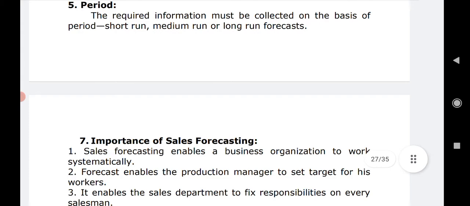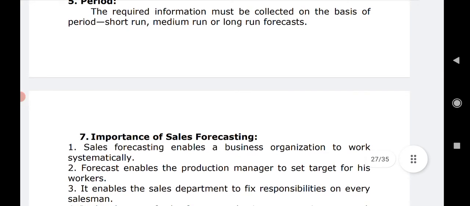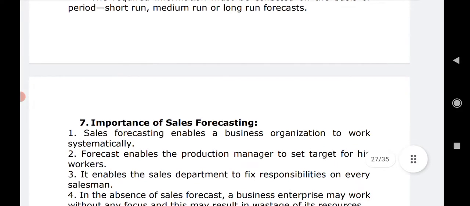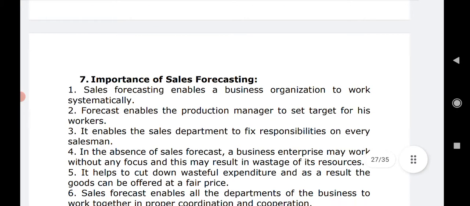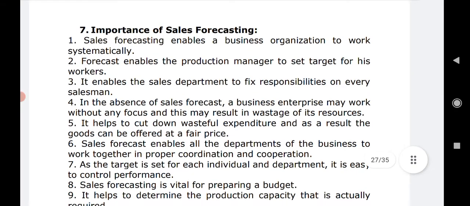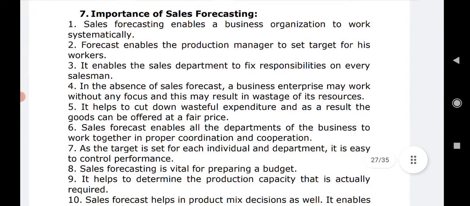Again, that is important, the time factor is very, very important. The required information must be collected on the basis of the period, like short run, medium run, or maybe the long run forecast, right? So timing plays a very important role. For what time period you are forecasting, that matters a lot.